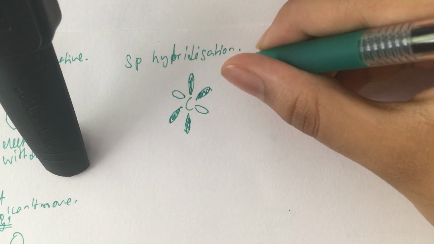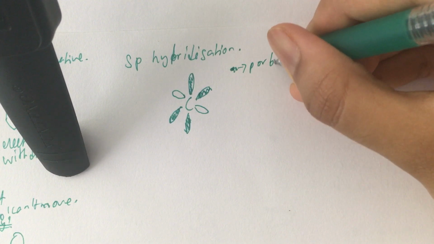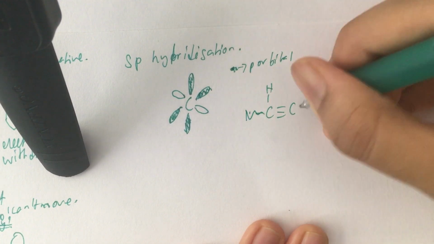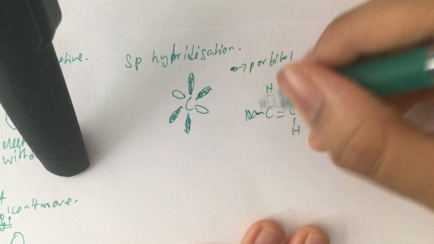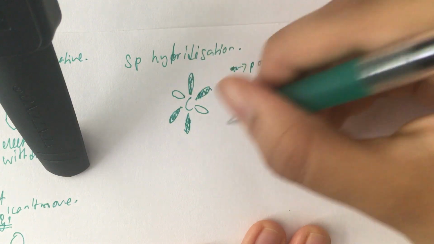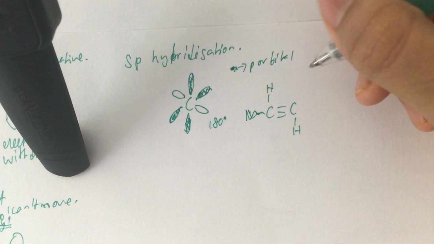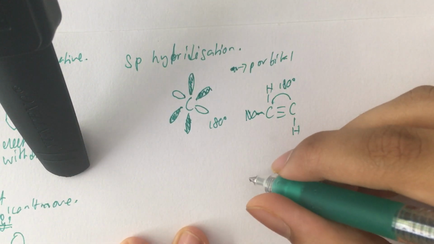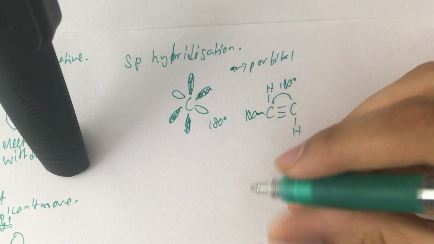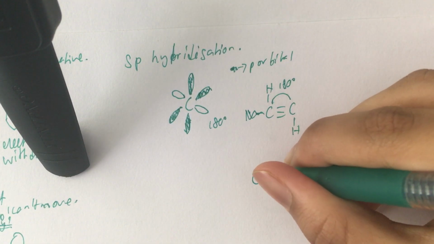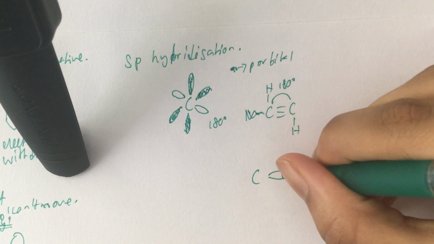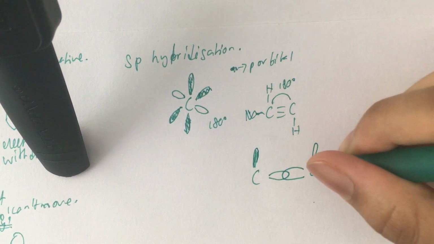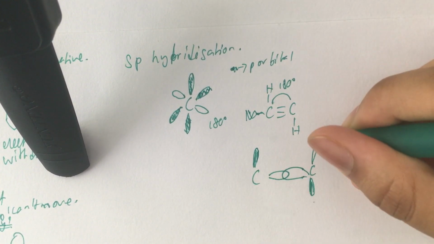Okay, so the next one is explaining the shapes and bond angles in these things. So for ethyne, it is actually 180 because there's only, wait, what am I thinking? There's only two regions, I guess. So sp3 has four regions, so it's tetrahedral. sp2 is three regions, so it's basically two.